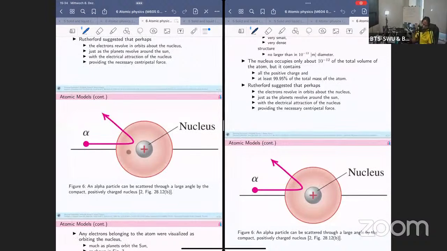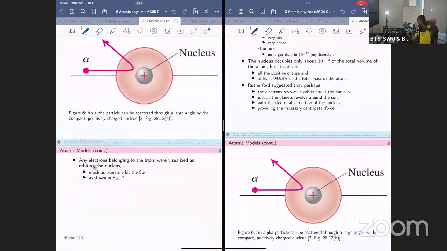They imagine that the atom has a nucleus which is positive, and the electron is a tiny particle around the nucleus. Once you let the alpha particle go, you see the reflection like this, because this alpha particle unfortunately hits the nucleus of that atom. And the nucleus of the atom is heavy, because it contains almost 100% of the mass of the atom.